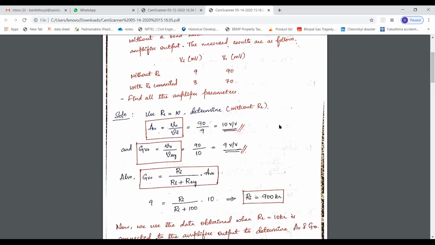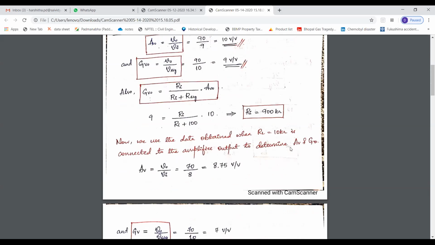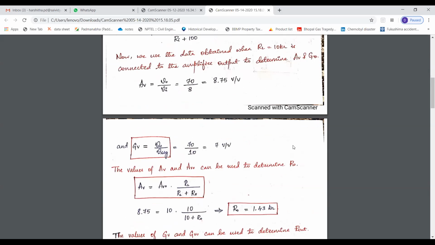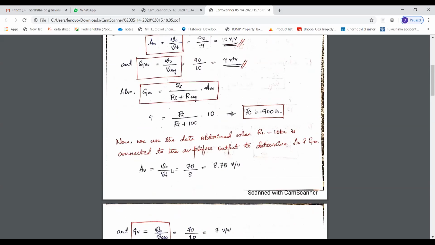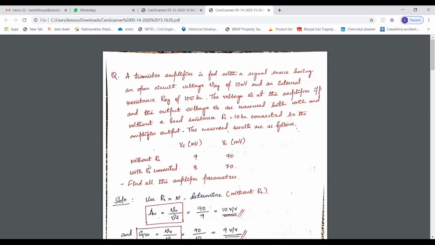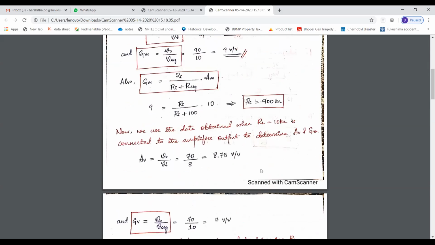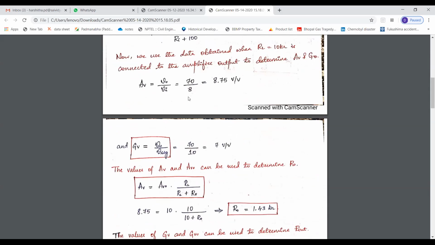Now, when RL is connected, we'll find out Av, Gv and R0. So Av is V0 by Vi. With RL connected, see here, V0 and Vi are equal to 70 and 8 millivolts. So V0 by Vi is 70 by 8, that is equal to 8.75 volt per volt. And Gv is equal to V0 by Vsig, that is equal to 70 by Vsig, which is already given in the data as 10 millivolt. So upon simplification, we'll get Gv as equal to 7 volt per volt.